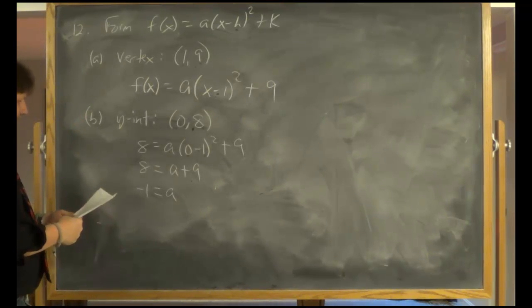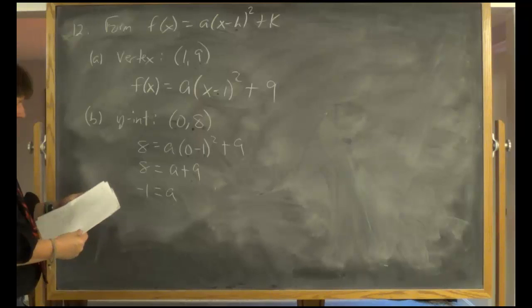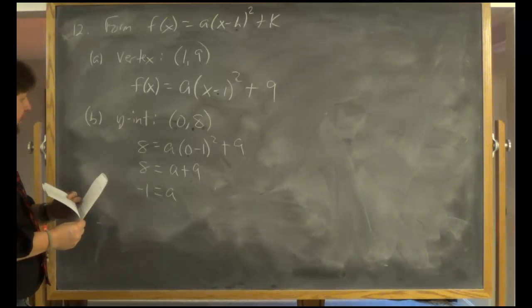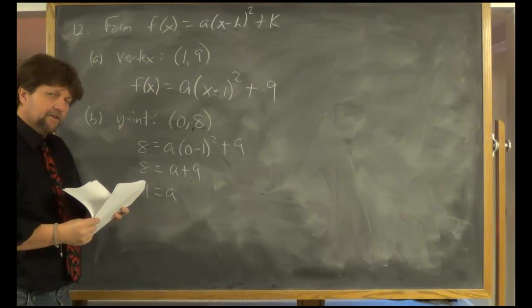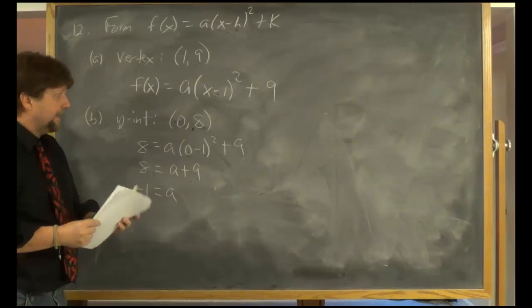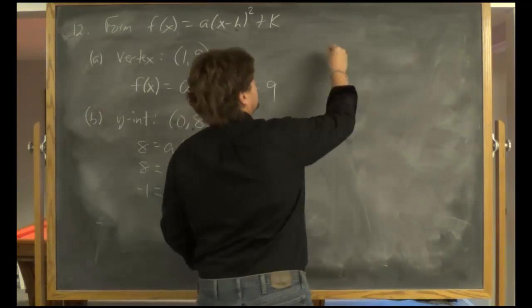So since we know a has a value of negative 1, just kind of looking ahead here, part C, write the function in the form ax squared plus bx plus c. So look at what you're supposed to do in part C.